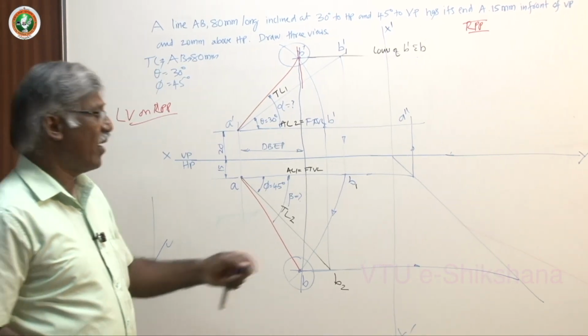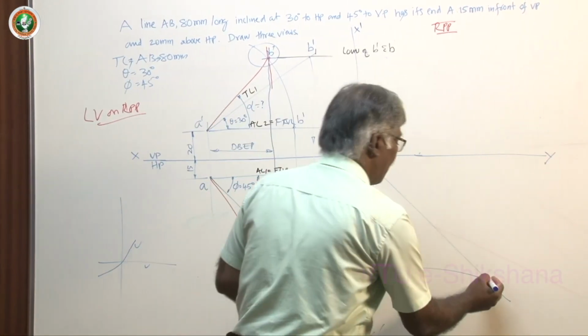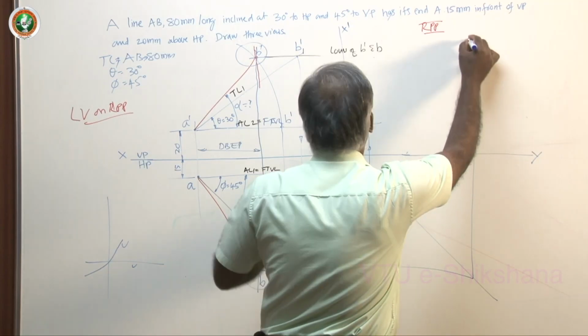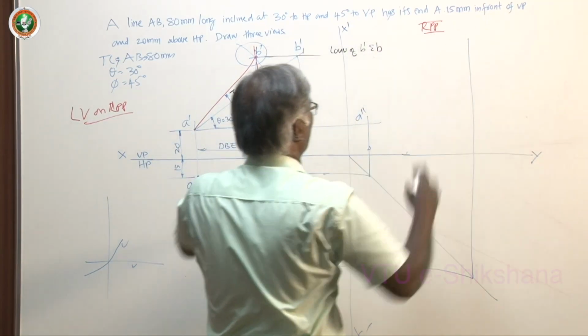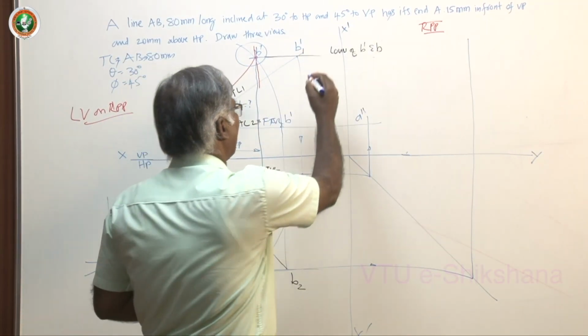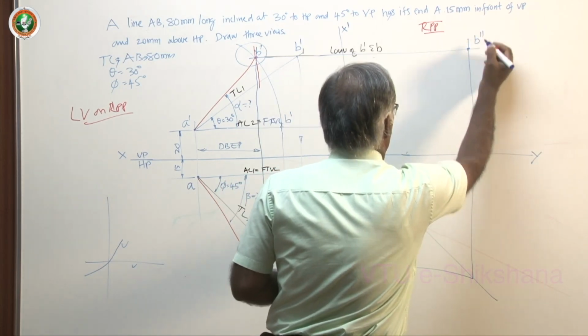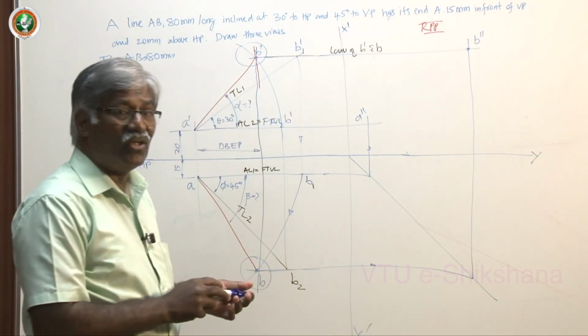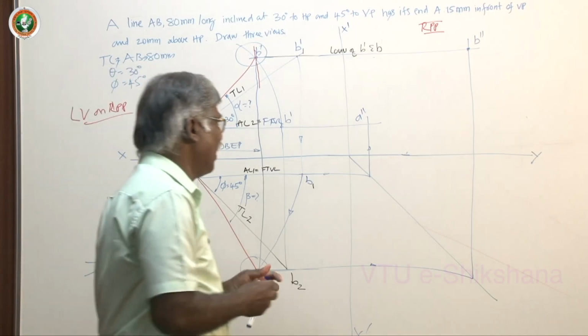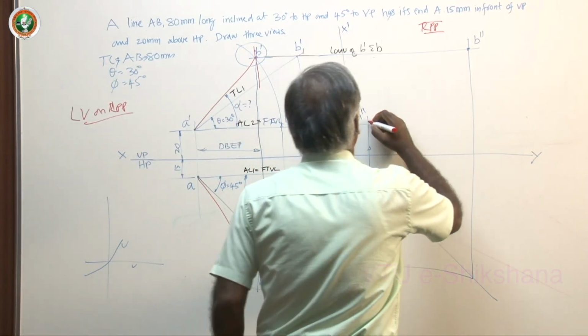Then you have B projected up to 45. Now go up. Somewhere here, approximately a little above that, you project. Then this becomes your B double dash. Now you join A double dash and B double dash to get the final side view.